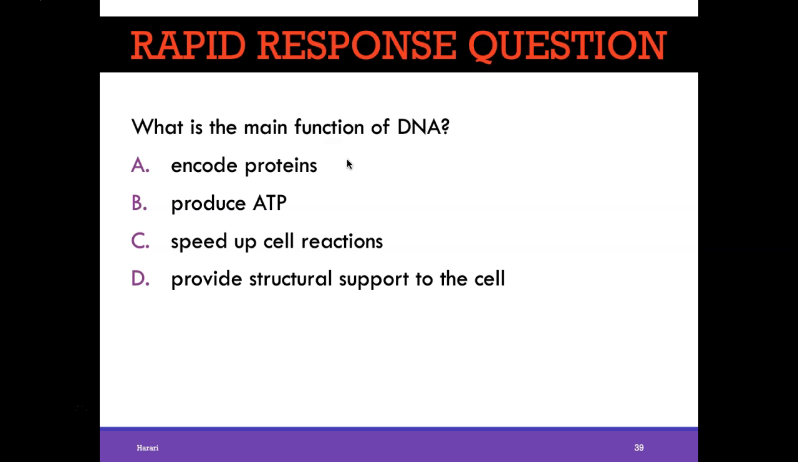What is the main function of DNA? So pause here, right? And the answer is A, to encode proteins. So that's the main function of DNA.